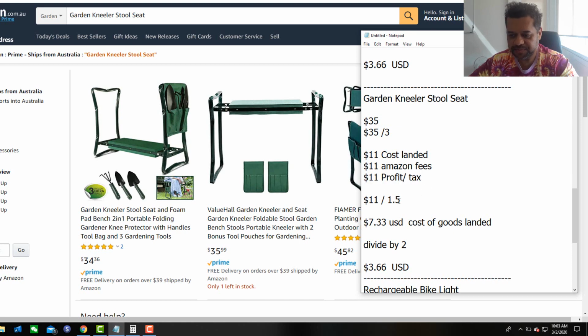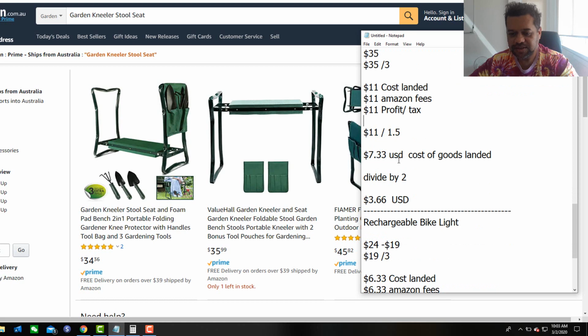This is before tax. So in other words, again, you'd have to buy this cost of goods landed for $7.33, because you've got to convert this to USD. Meaning, again, we just have to divide it by 2 to figure out what our cost of the actual good is. Then we multiply by 2 to factor in the shipping. Okay, so we're going to buy this with $3.66.